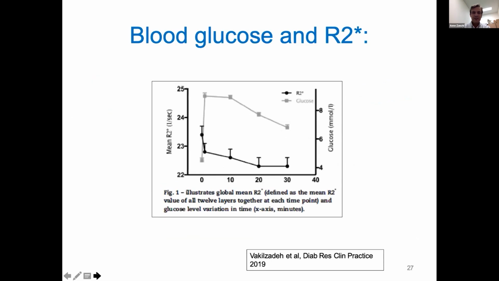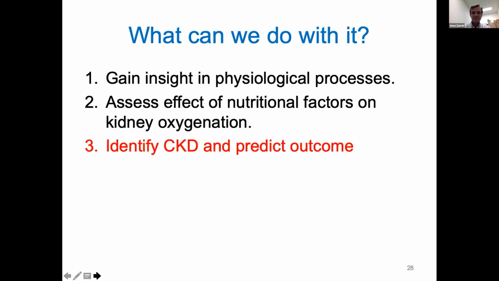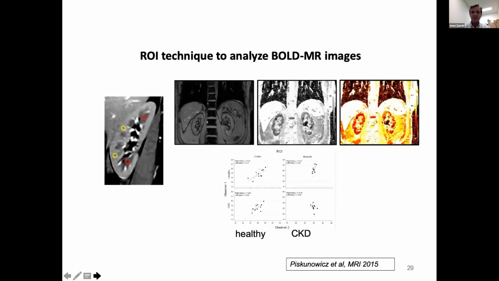We can skip this one. This is just a bit of playing around, but of course the main question is, can BOLD MRI help to first confirm the chronic hypoxia hypothesis and maybe also help to predict outcome of CKD? Next one.